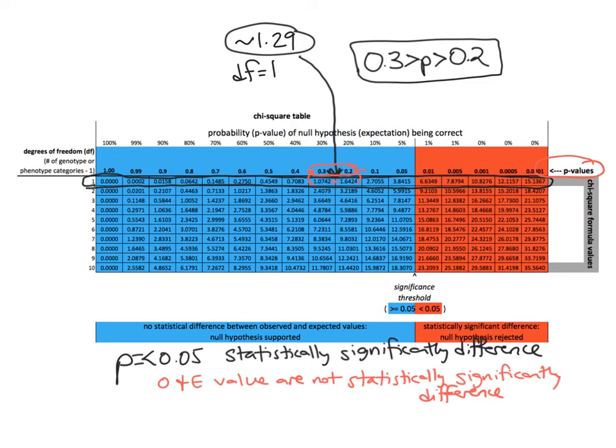So the chi-square test tells us whether or not the sample is or is not statistically significantly different from our hypothesis, our expectation. And I should probably amend this because it's not statistically significantly different. There we go.